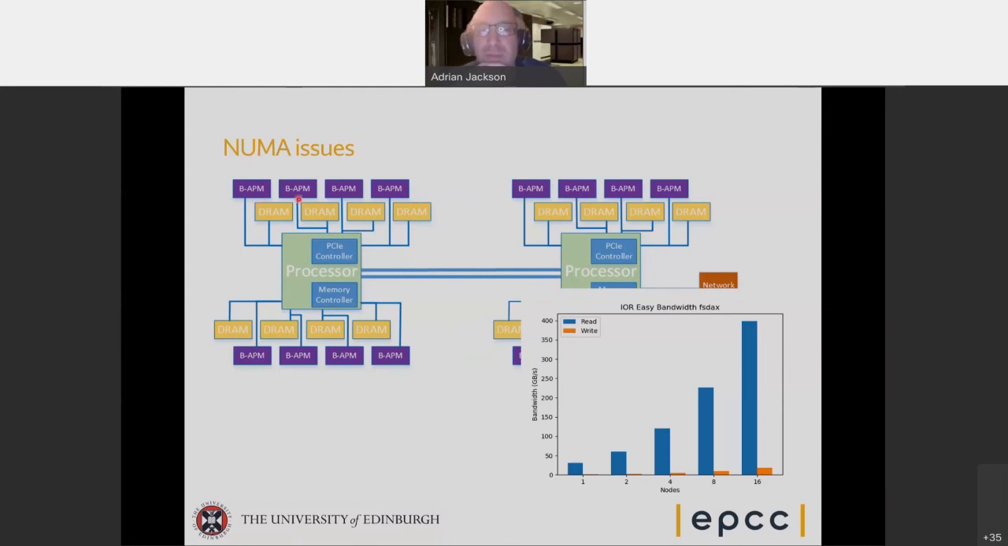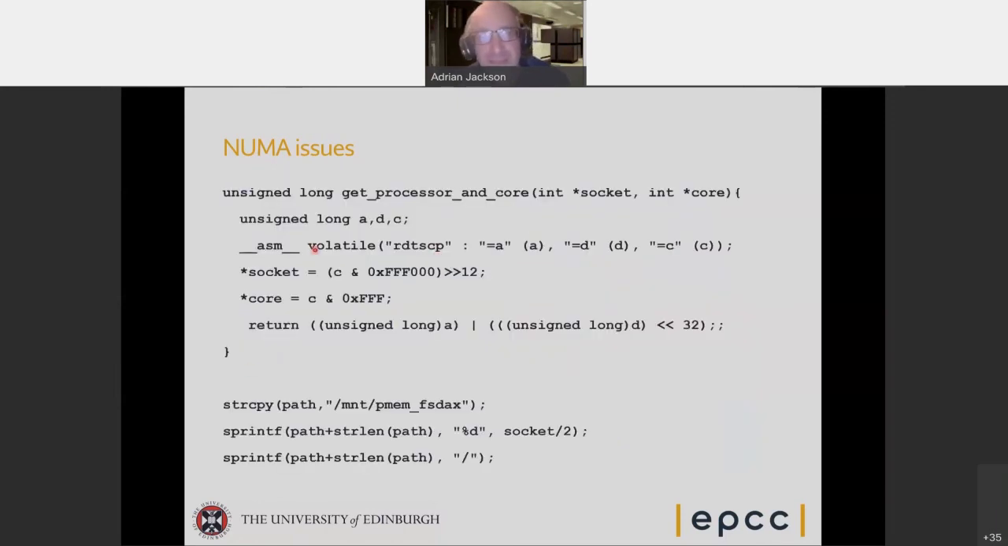So we have to make sure that each process knows where it's running. It doesn't need huge amounts of work to do this, but you do have to do a little bit of this kind of code where you go and say, okay, what core am I running on? Where's my local storage, and move on from that.